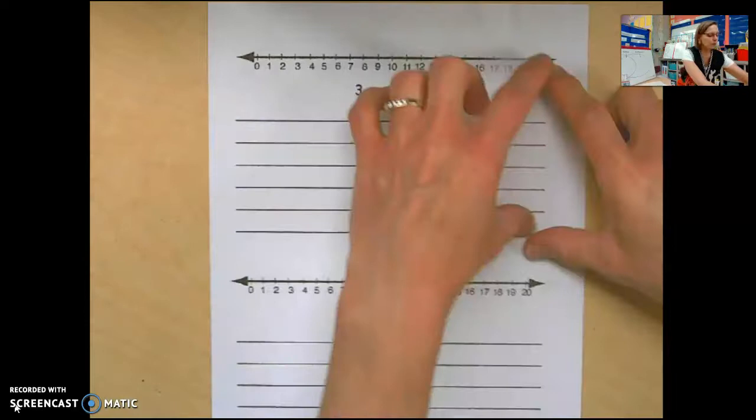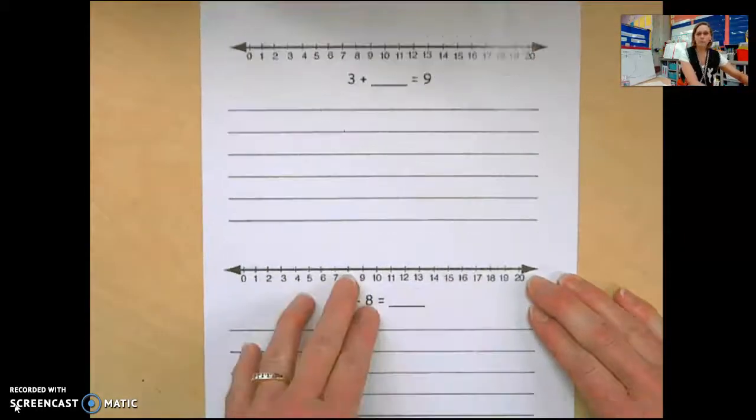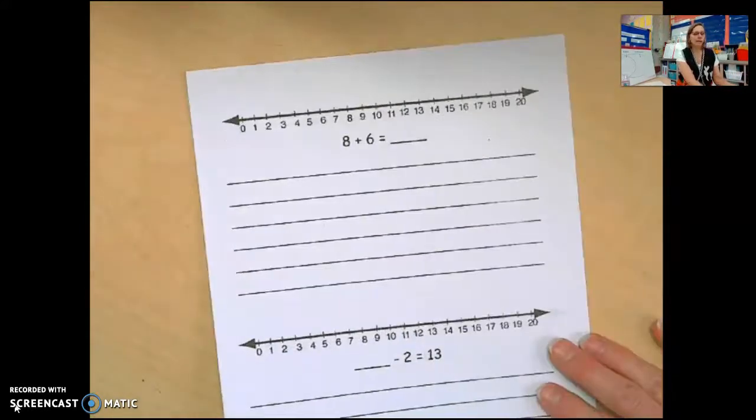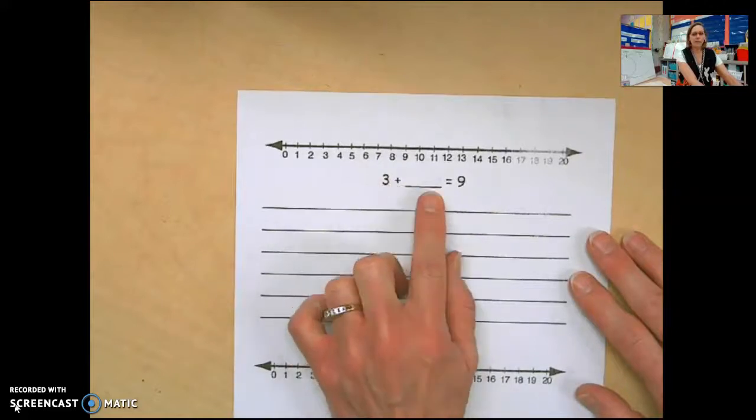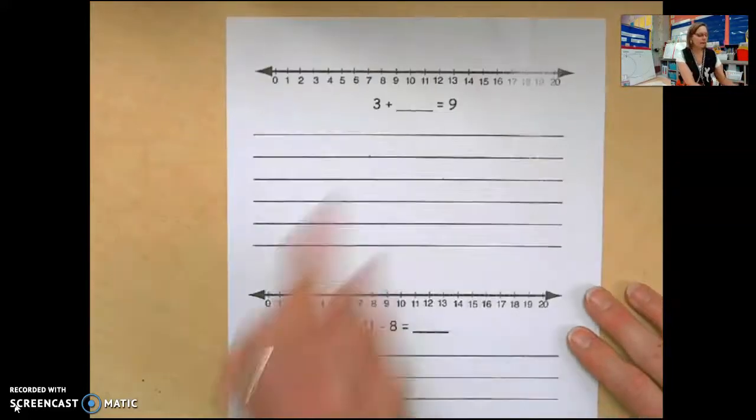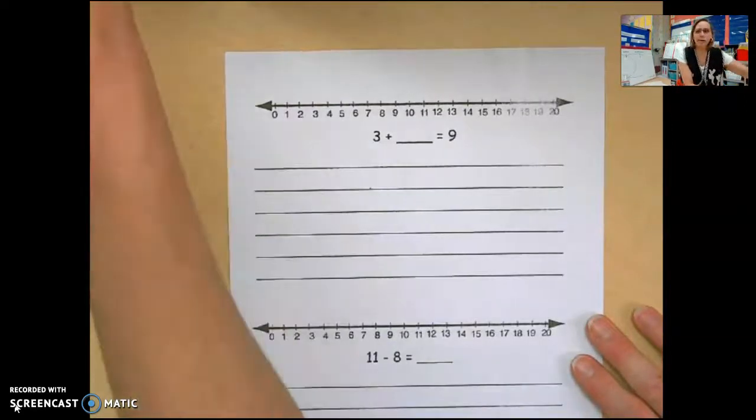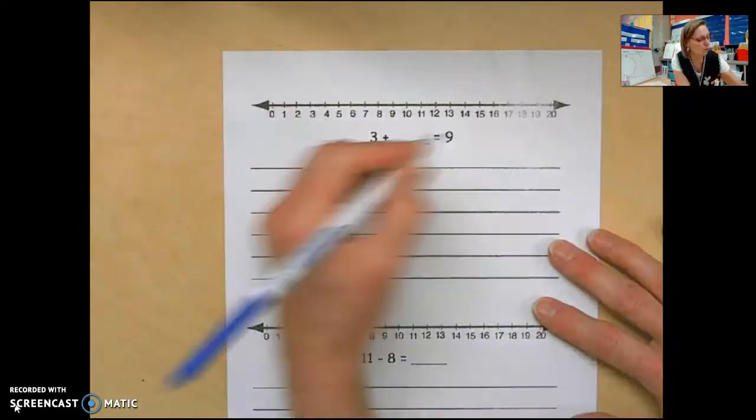I'm going to do this one with you, and then you have to come up with a story for this one. And then we're going to do the other side another day. The side I want us to work on is the one that has 3 plus blank equals 9, and then 11 minus 8 equals blank. Make sure you have the right side, and let's put our name on the front so we don't forget what side we're doing, and make it really small up here.